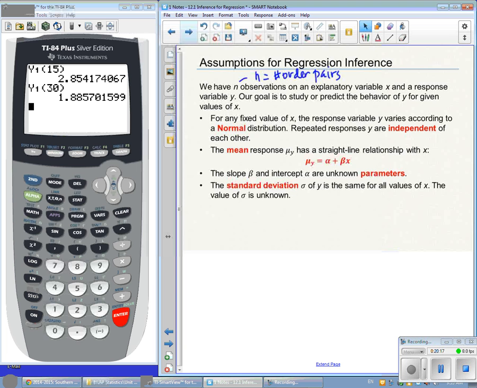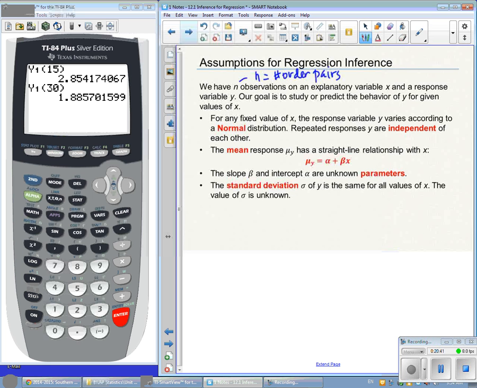And so there are a couple of assumptions that we're going to assume going in, and that is that the response is going to vary according to a normal distribution, and that repeated responses are independent of each other. We're also going to assume that the mean response, so for any x, I'm going to get a different response, but the mean response for y is going to be in a straight line relationship.